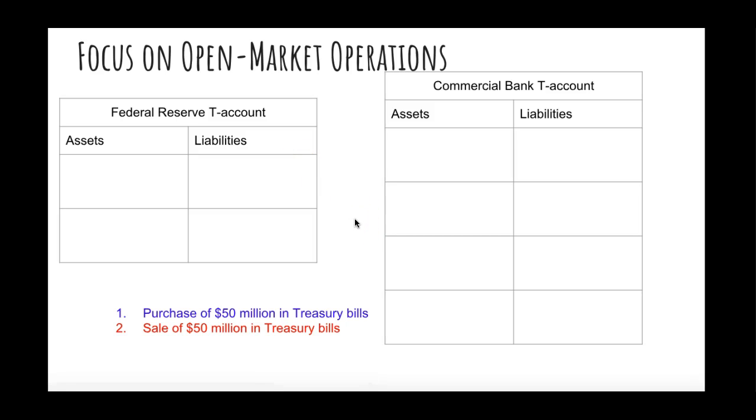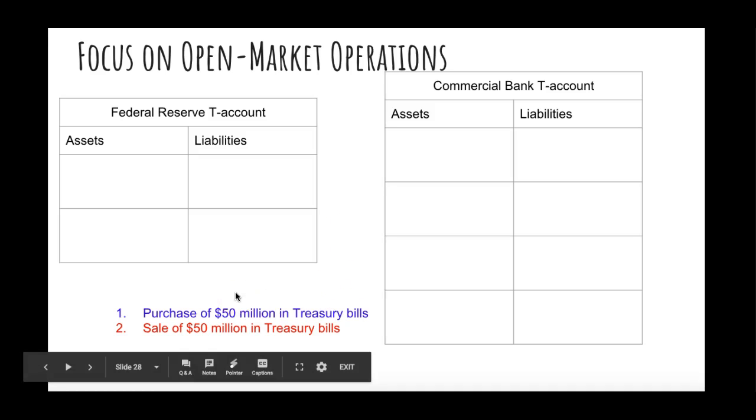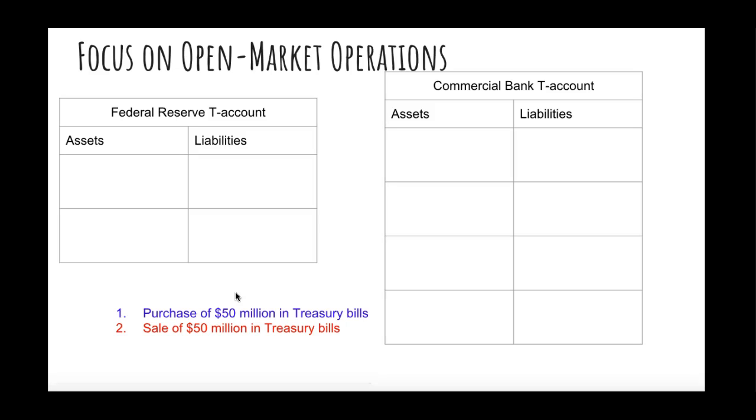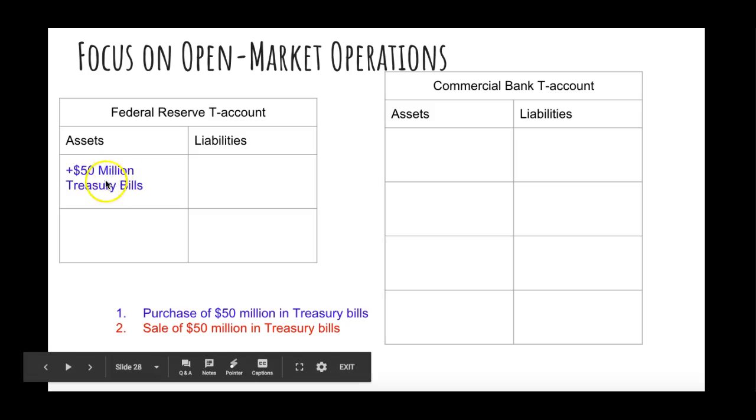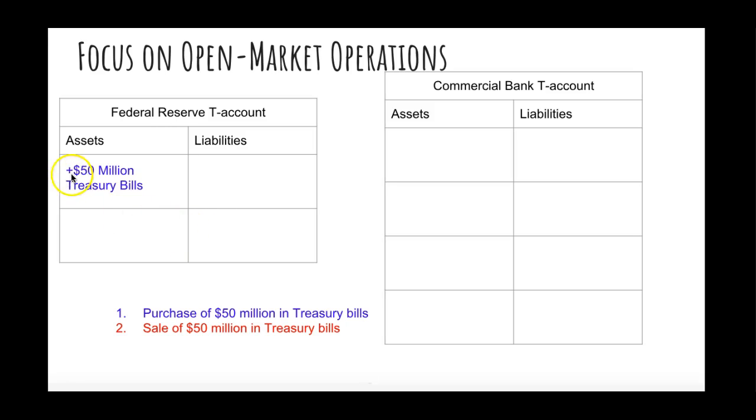So how does that impact the T account? The first thing is a purchase of $50 million in treasury bills. So if the Federal Reserve is purchasing $50 million in treasury bills, what happens? All right, first off, that means that the Federal Reserve is getting more treasury bills. So that's going to increase their assets. So it's going to be plus 50 million in treasury bills, right?